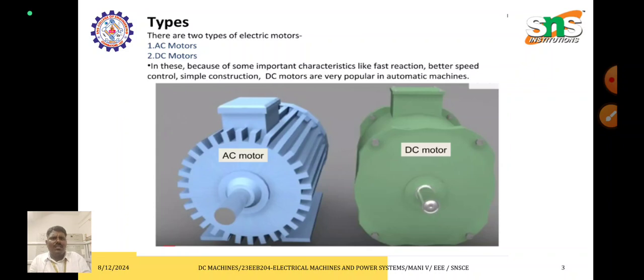So normally motors have two types. One is the AC motor, and the other is the DC motor. The motor characteristics are very important because of fast reaction, better speed control, simple construction, low noise, etc.